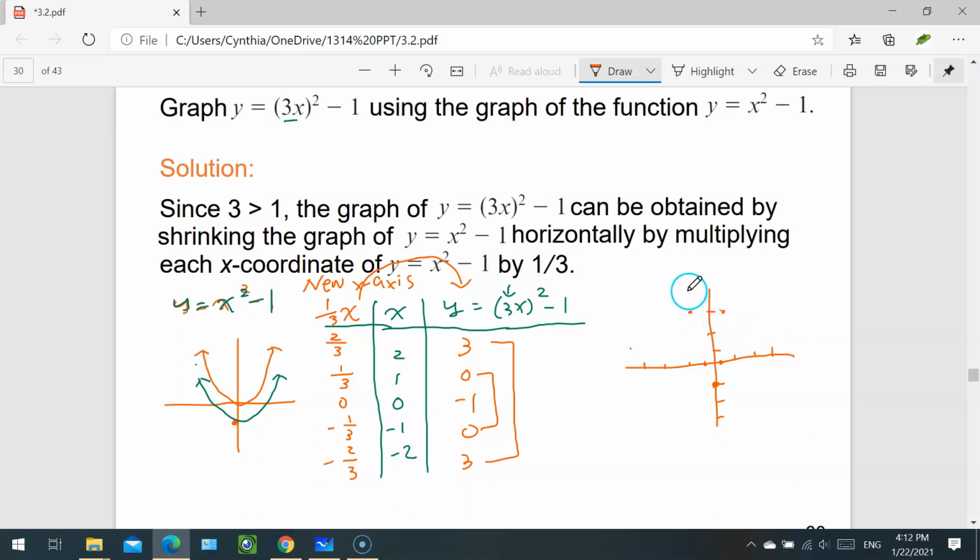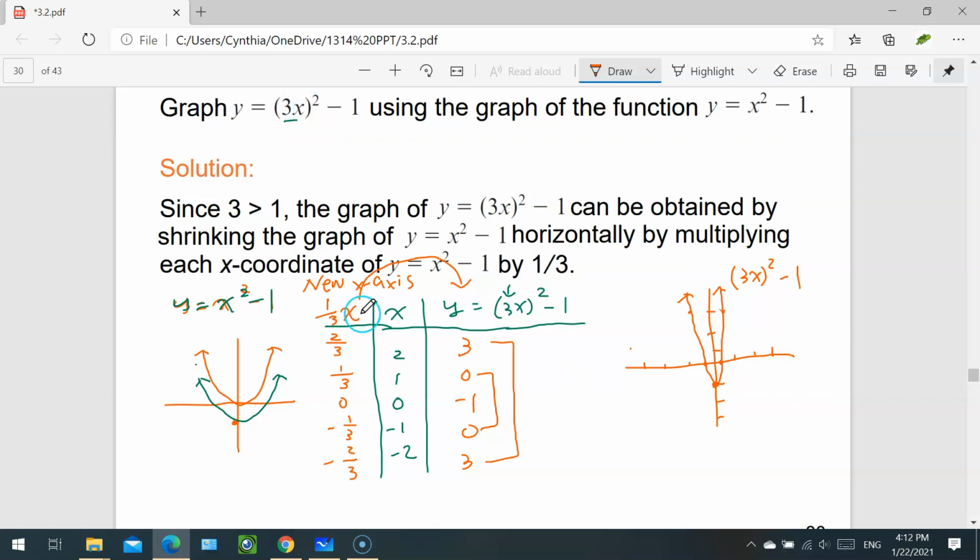So now I combine all the dots here to sketch the graph. So this graph is 3x, everything squared, minus 1. As you can see here, it goes sharper, right? The new graph goes sharper. It's nearer to the y-axis because it has a horizontal shrinking.